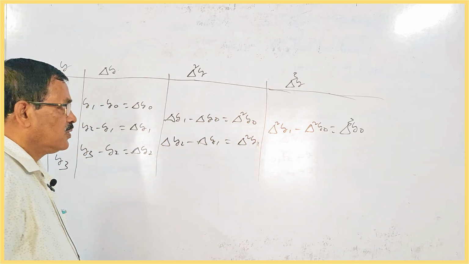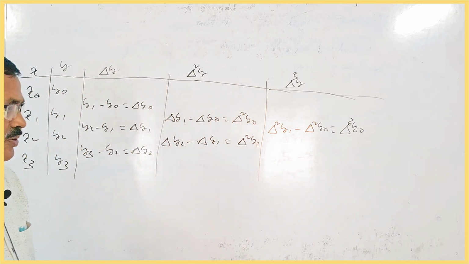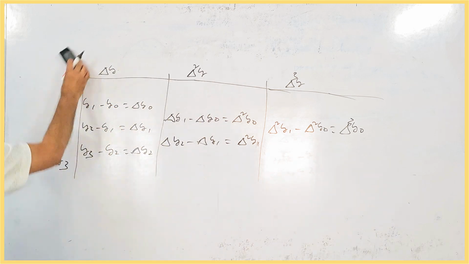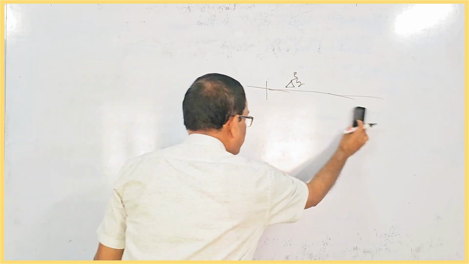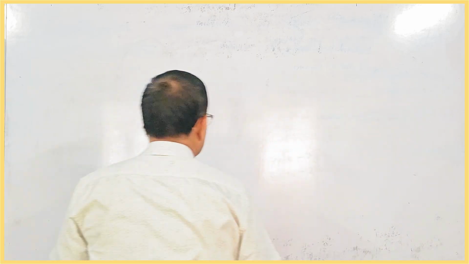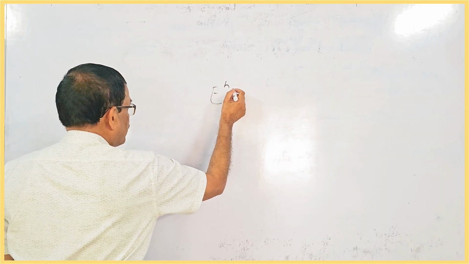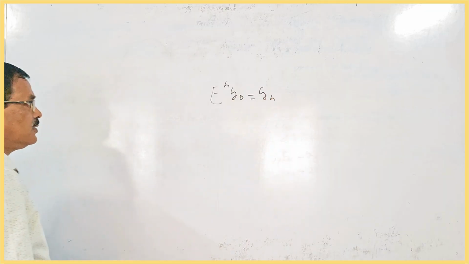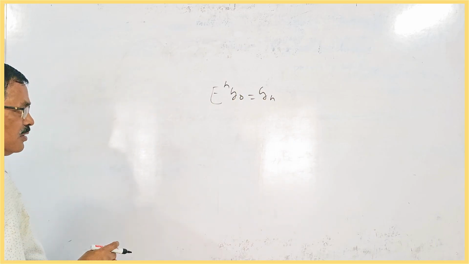Moreover, there is another formula for computing the value of this delta to the power n y0. So this formula here I am going to mention. This formula is delta to the power n y0 equal to yn, and so on. By this formula we can compute the other higher differences of this delta cube y0.